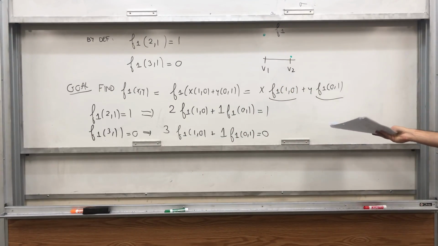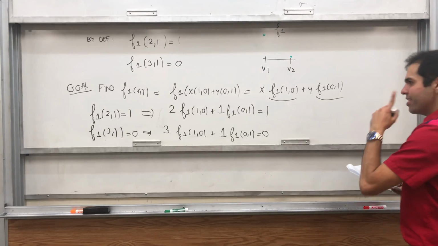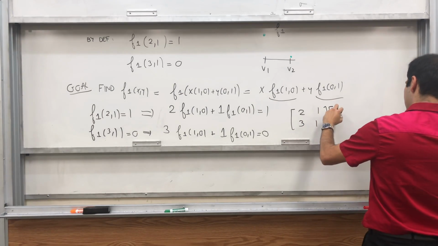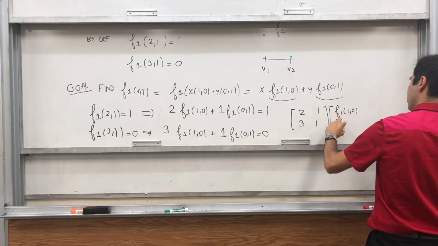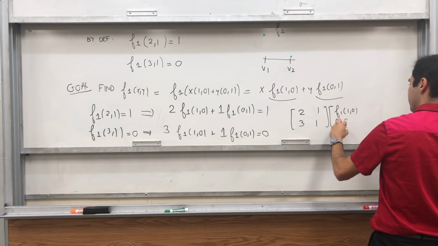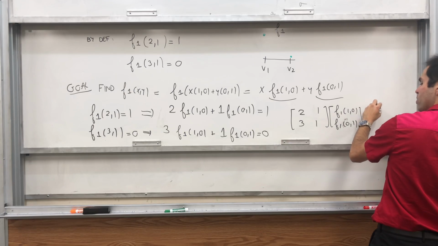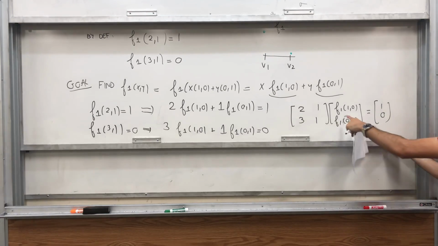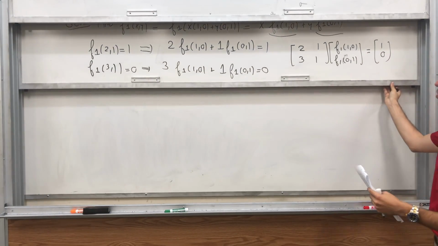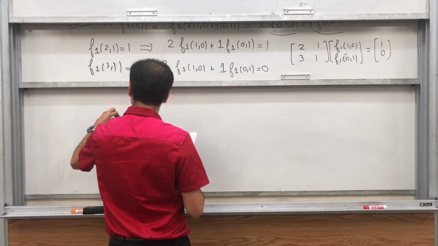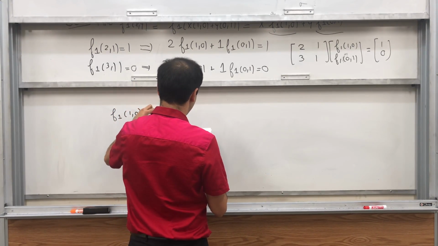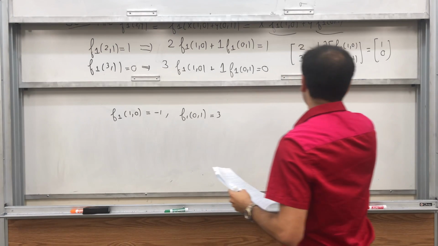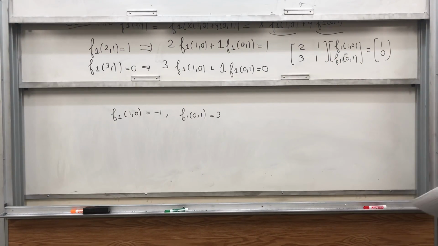And lo and behold, we get a nice system of equations for the stuff we want to find. In other words, the matrix [2, 1; 3, 1] times (f1 at 1, 0; f1 at 0, 1) equals what we want, (1, 0). And then solving the system, we get f1 at 1, 0 equals minus 1, and f1 at 0, 1 equals 3. So if you want, multiply by the inverse of this matrix, and that works.